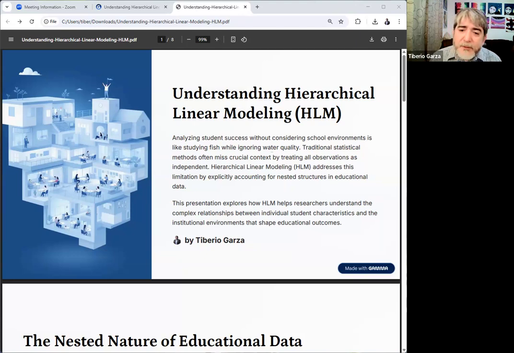But again, we mentioned HLM is the same thing as multi-level modeling. It lets us account for these nested structures, and it allows us to study how these factors at each level, like individual student characteristics, school resources, and district policies, work together to influence outcomes. In other words, HLM helps us understand not just how individual students succeed, but how the environment they're part of contributes to or hinders their academic success.